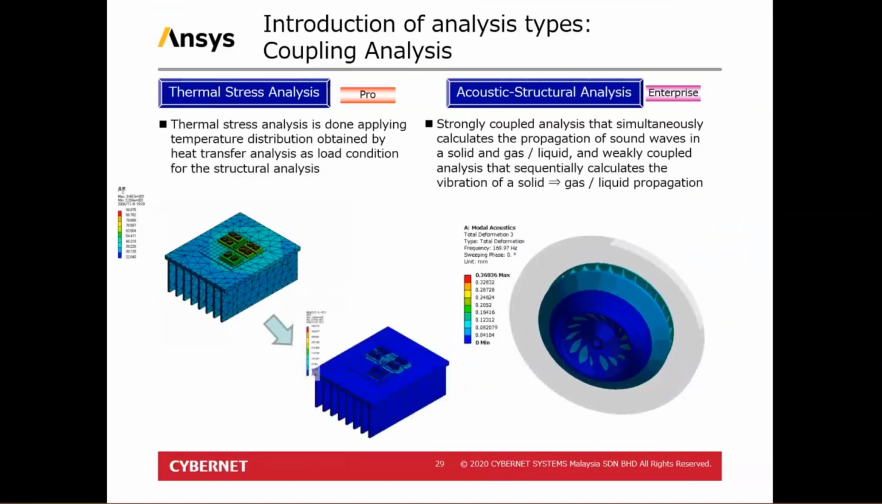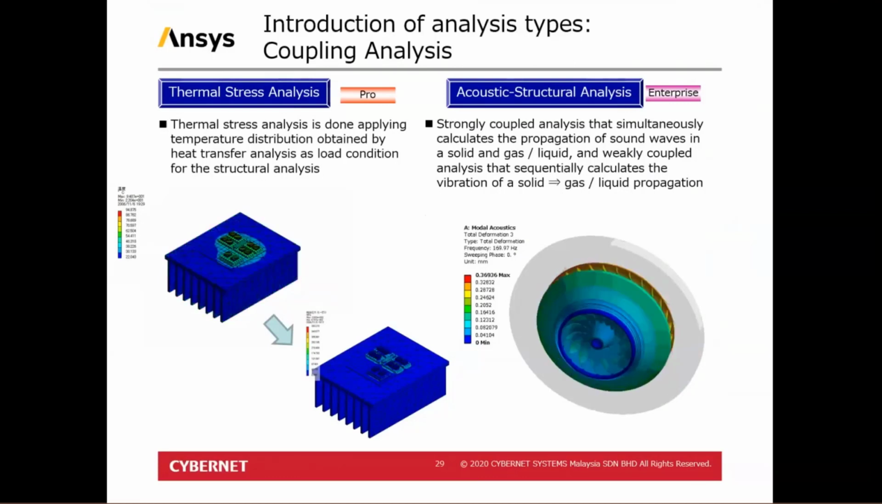So next we have coupling analysis of ANSYS. I mentioned ANSYS coupling capability several times before. Here we have several more of that kind of analysis. The first one, as you can see here, is the thermal stress analysis. The thermal stress analysis is done by applying the temperature distribution obtained by the thermal analysis as the load condition for the structural analysis. This essentially means that the temperature from the thermal load was obtained from the thermal analysis and then applied to the structural analysis as a load condition, in order to find the stress due to temperature.